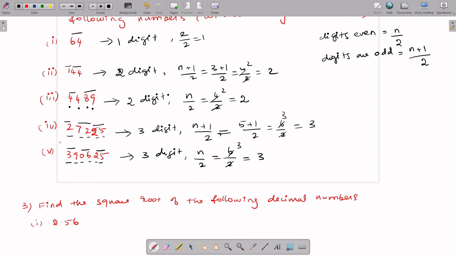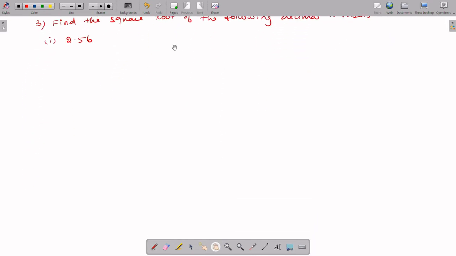Third problem. Find the square root of the following decimal numbers. Okay, we have to find out the square root of the decimal numbers. In the last video we have seen that problem for square root of whole numbers, but here we have a decimal point, so you have to find out a square root. The method is similar. For whole numbers and decimals, all the numbers we use the same method, the long division method. We find the solution for the square root for this. Okay, so we have to use long division for 2.56.